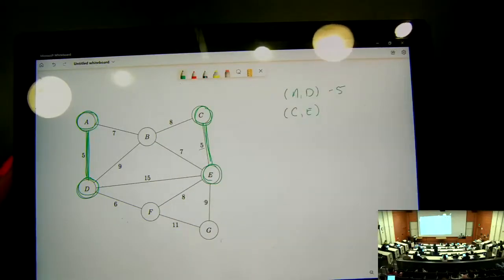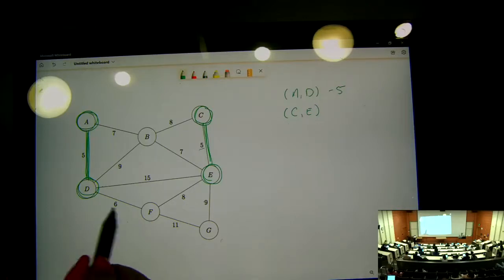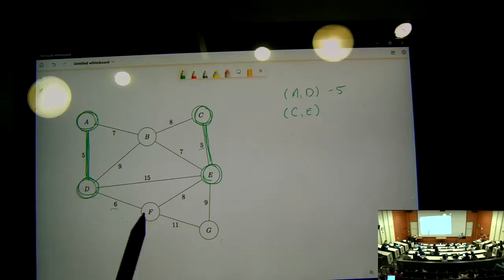Great. Okay, what's the next edge that I need to look at? The 6, D and F. Perfect. Okay, so here's that 6. And so right now, we see that that 6 touches this component, which is the DA component, and this component, which is just the F component. Do I want to add 6? Will that increase the connectivity? Yes, I agree. So I'm going to add this one as well.